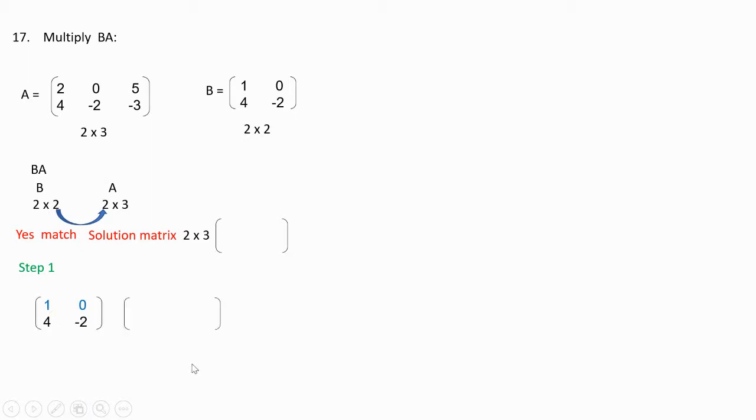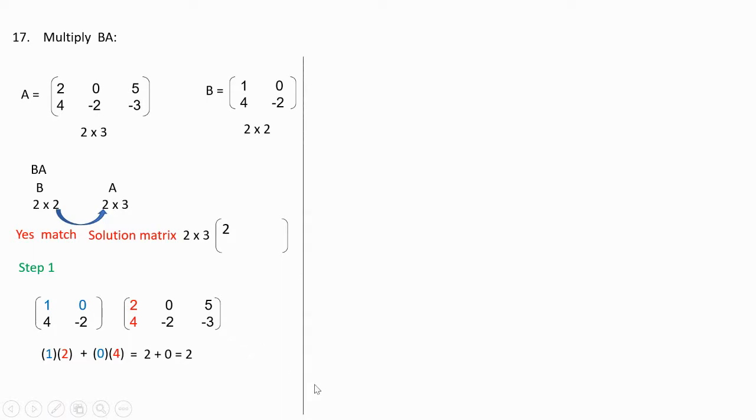This is matrix B. This is matrix A. So I'm going to multiply the first row times every column. For the first step, I'm going to multiply the first row times column 1: 1 times 2 plus 0 times 4, which gives us 2 plus 0, which is 2. So the 2 goes in the first slot.